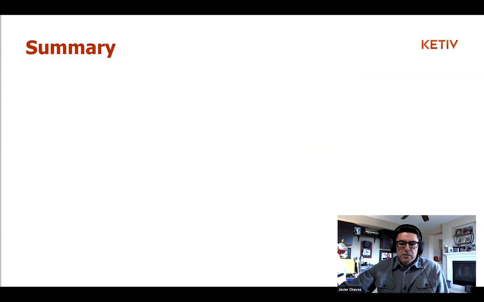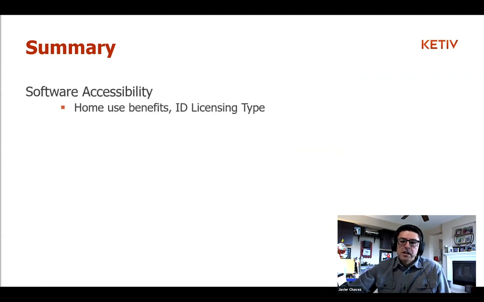I just want to summarize some of the things we took a look at here, right? We took a look at how we could access the software. That's the first thing we needed to be able to do, is access the tools that we need to be able to work from home, and maybe leverage some of those home use benefits that we may not be so familiar with. So we took a look at that.